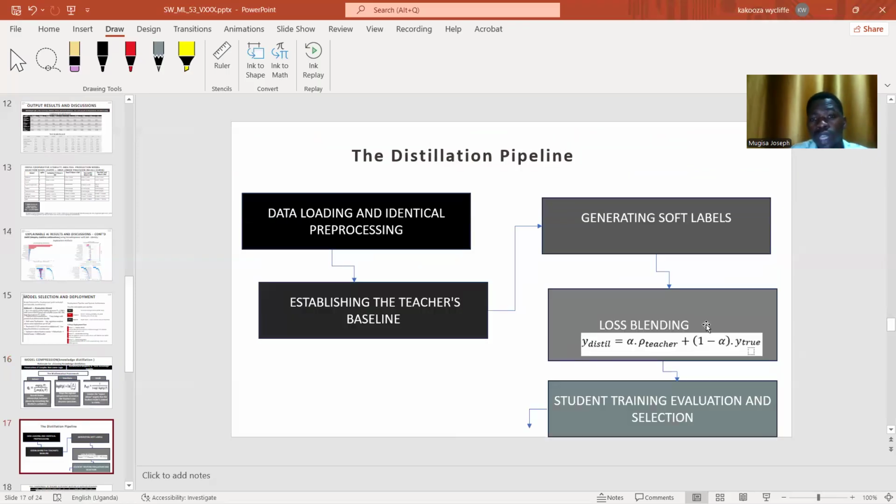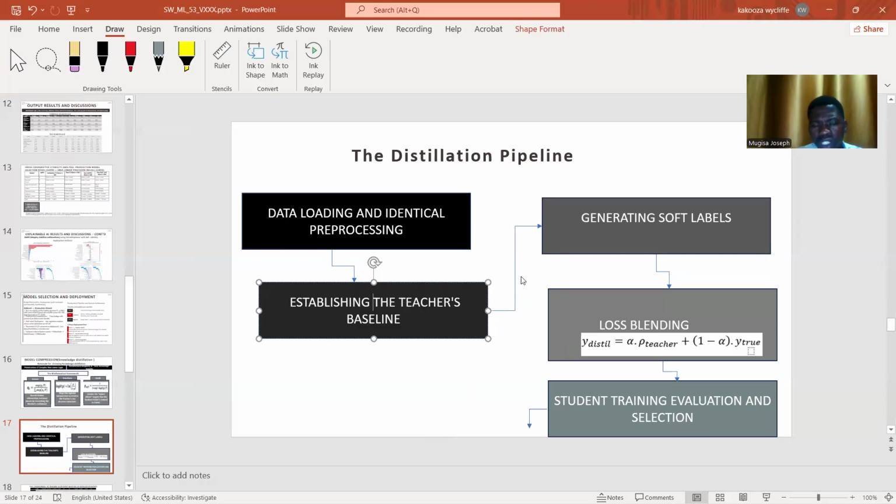Then, due to time purposes, we progress through the pipeline. So we have data loading and identical preprocessing. We use the same data loading and processing pipeline that was used by the teacher model, so that the student is a mimic of exactly what the teacher is. And then we also establish the teacher's baseline, what we are going to evaluate on, so that we determine how much we are trading off for this lightweight model, for this improved performance.